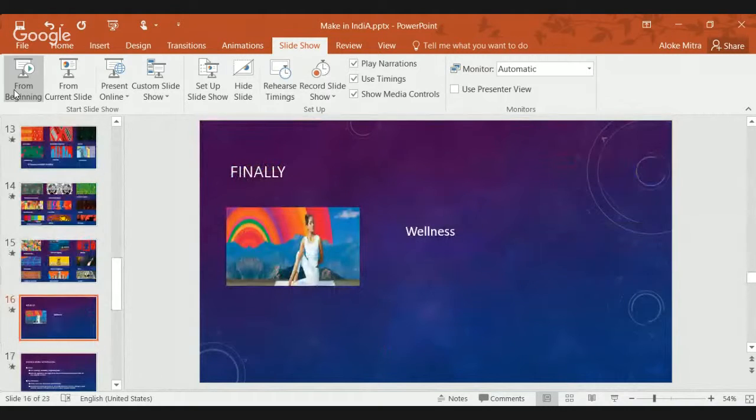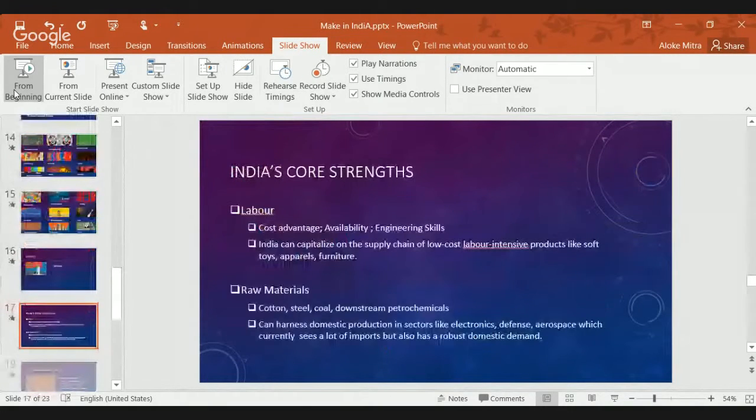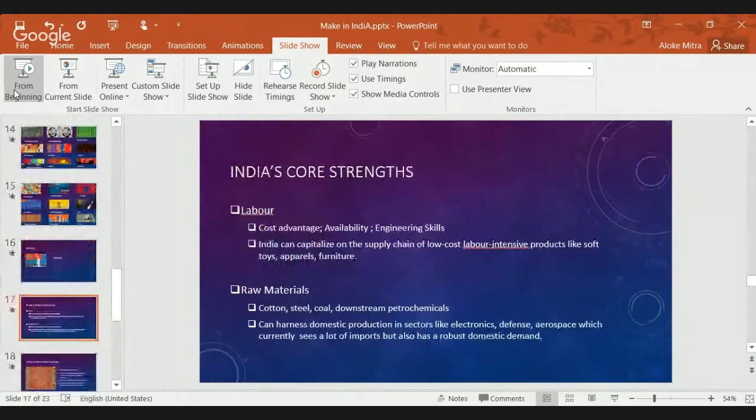Now, India has certain core strengths. So obviously, India can capitalize on those core strengths. What are those core strengths? The first one is labor. India has low-cost labor availability in large numbers.